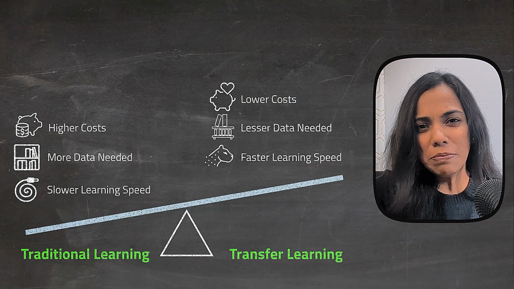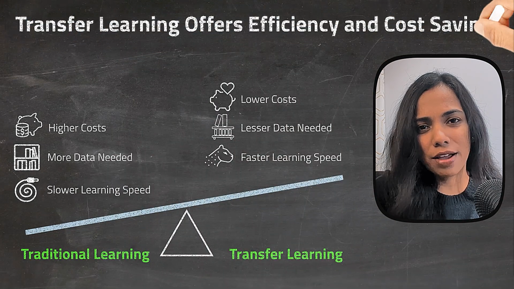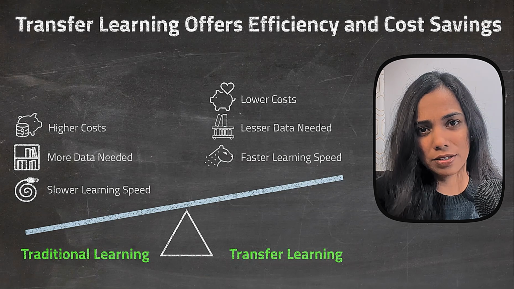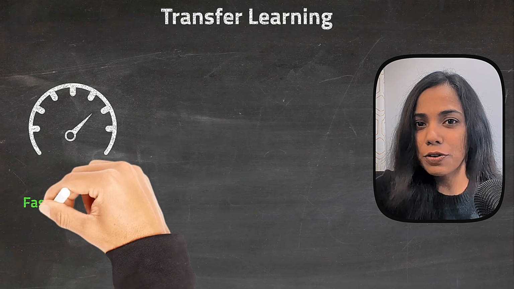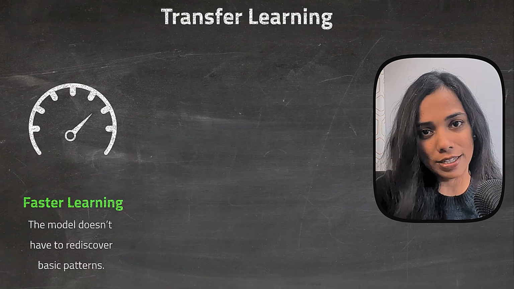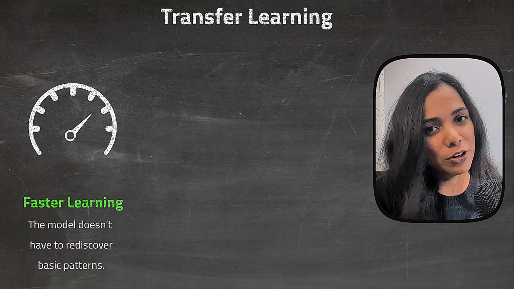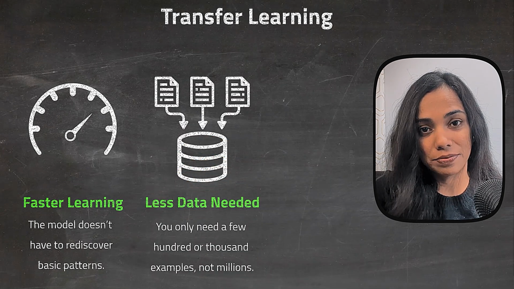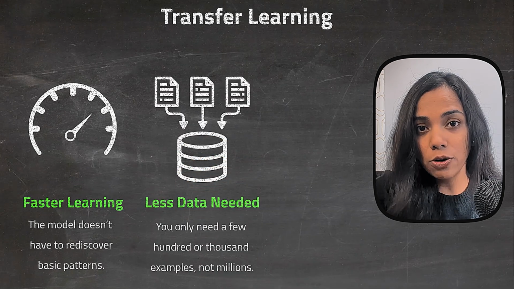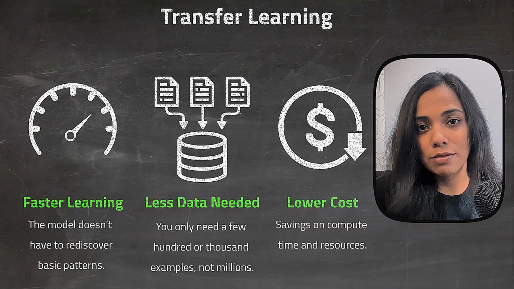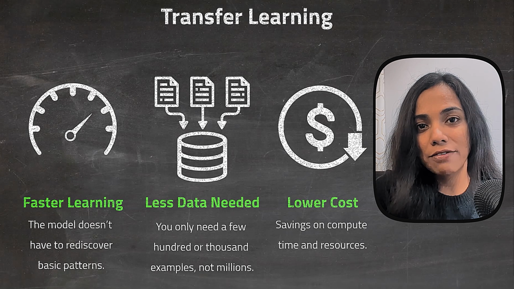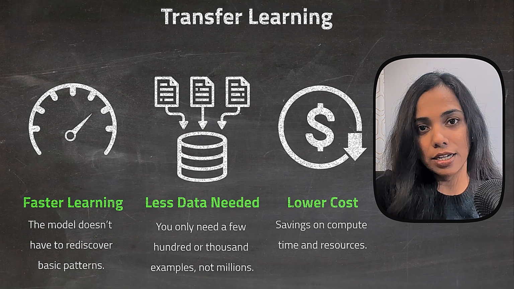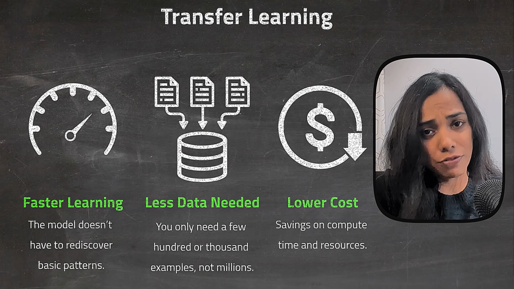Typically, training a deep neural network model requires millions of examples. But when you use transfer learning, you can get away with a few hundred or a few thousand examples. So essentially, you'll need less data. You can also lower the cost in terms of both time and compute because you're not having to use as much data and you're not having to train from scratch.